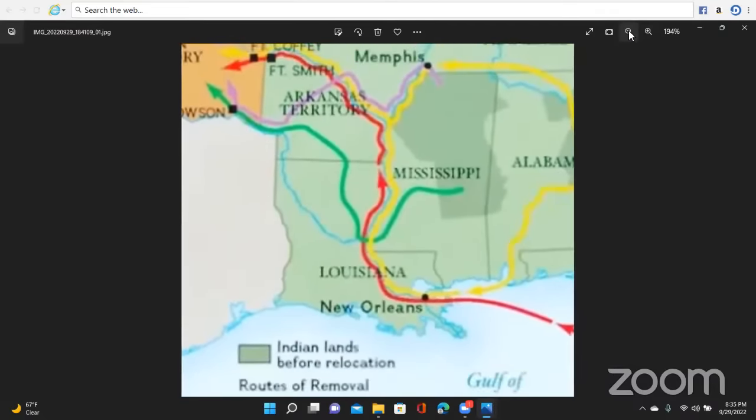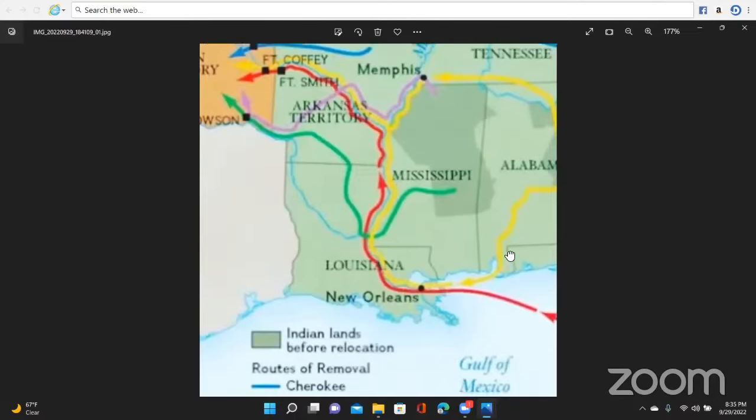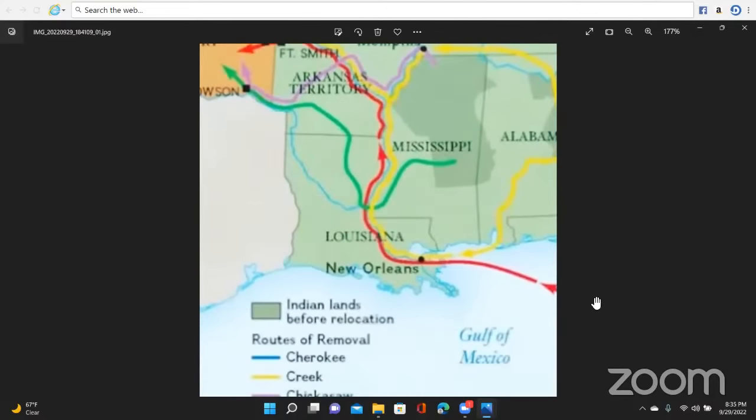Now, remember, they say that they brought us on ships. How is they getting across the Gulf of Mexico into New Orleans? Here, the yellow is Creek Indian, and red is the Seminole. How are they coming across the Gulf? How do they get across if they ain't got no boats? But look where they're going. You see where they are going, right?